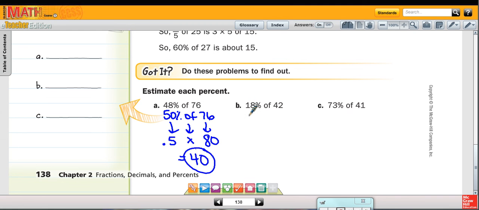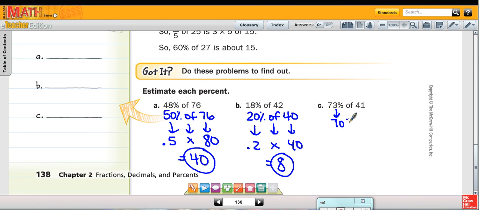Okay, 18% we're going to change to 20% of, what do you want to go to there? 40. Change this to a decimal, it becomes 0.2 of means to multiply. And we'll keep 40. Solve. 8. Very good. Okay, 73%, what do we want to change to? 70%. Could you have gone 75%? Either one. Of 40. 70% becomes 0.7 of means to multiply 40 gives you 28.